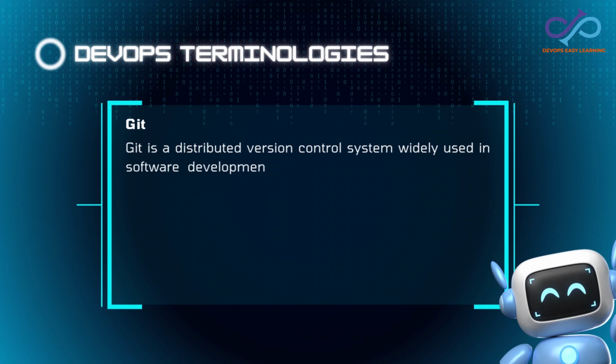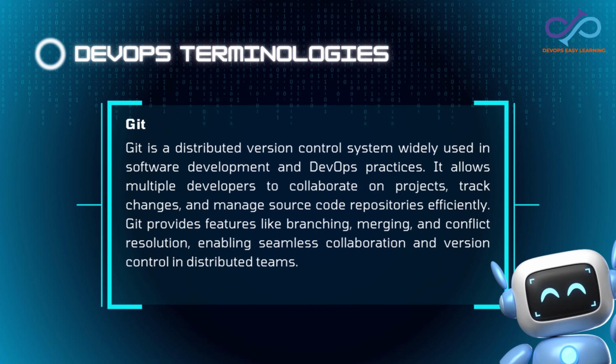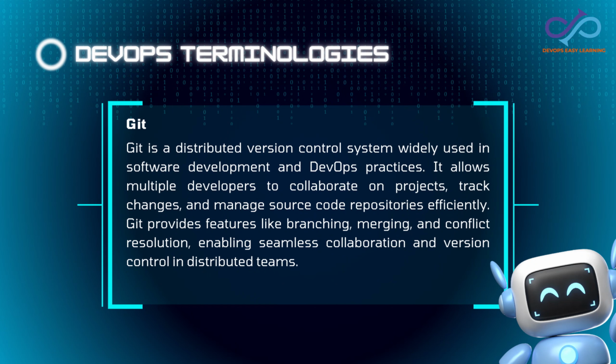Next on our list of DevOps terminologies is Git. Git is a distributed version control system widely used in software development and DevOps practices. It allows multiple developers to collaborate on projects, track changes, and manage source code repositories efficiently. Git provides features like branching, merging, and conflict resolution, enabling seamless collaboration and version control in distributed teams.